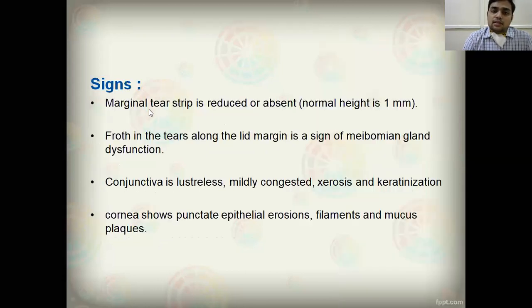And what are the signs? The marginal tear strip is reduced or absent. And in case of meibomianitis, where there is meibomian gland dysfunction, a frothy discharge is seen at the lid margin, and the conjunctiva becomes lusterless and mildly congested, or xerosis and keratinization is seen. And in the cornea also, because of dryness, we see punctate epithelial erosions, filaments, and mucus plaques. So these are the different signs we see in case of dry eye.